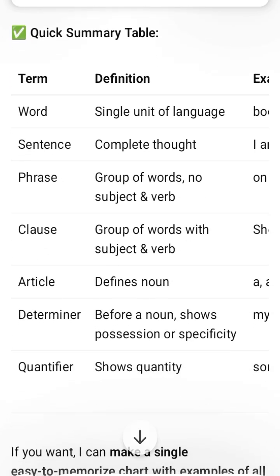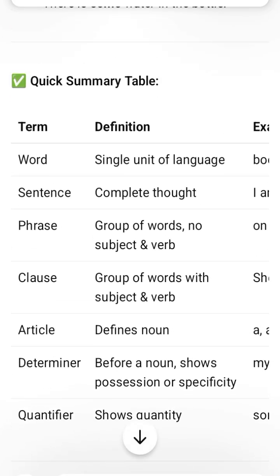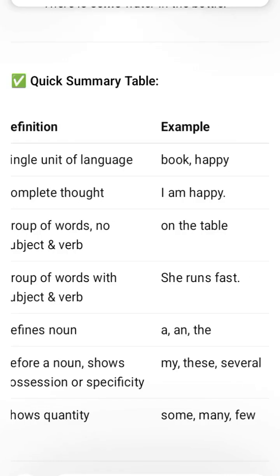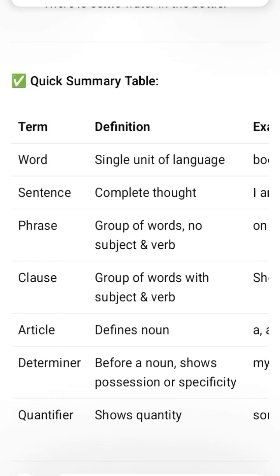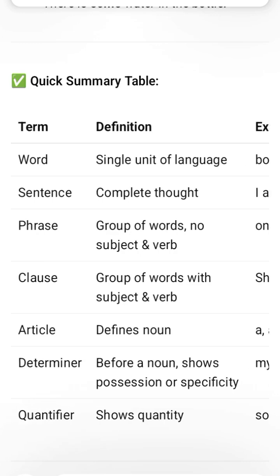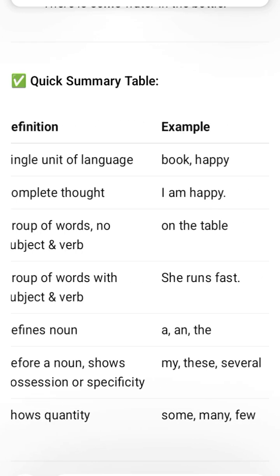Quick summary table. Term, definition, example. Word: single unit of language: book, happy. Sentence: complete thought: I'm happy. Phrase: group of words, no subject and verb: on the table. Clause: a group of words with subject and verb: she runs fast.